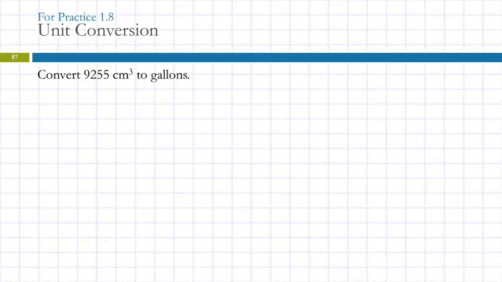Let's convert 9,255 cubic centimeters to gallons. Well, we're starting with cubic centimeters, right? And we're trying to find gallons. These are fairly simple problems, so where I'm starting and where I'm ending up isn't too bad. How do I get there? I don't know the relationship between these two units. I'm not going to go ask Siri or Google it.